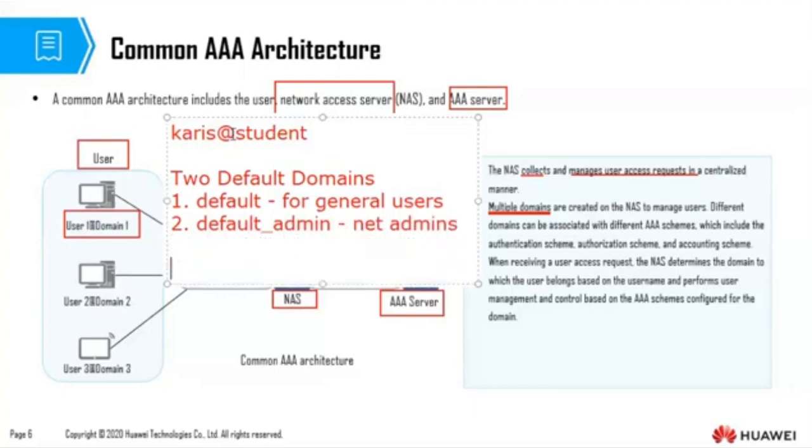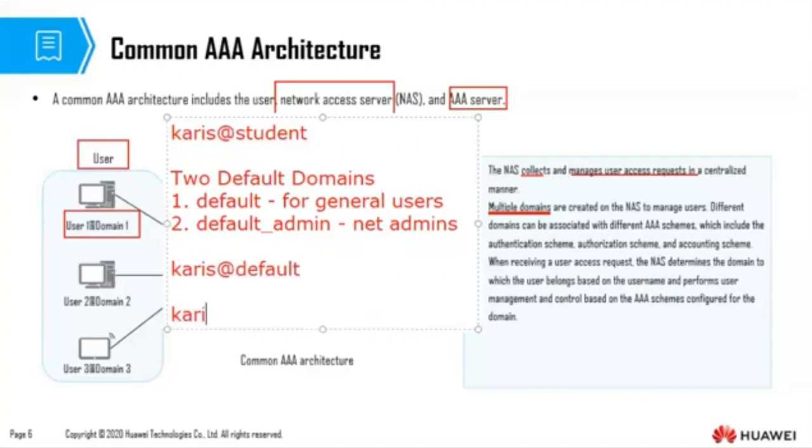So what that means is, if we create a user called Caris without including the domain, without including the at student, we just create them like that, then if this is a common user, they are going to join the default domain. If they are an admin, then they're going to be added to the default_admin domain. Is that clear? Okay.